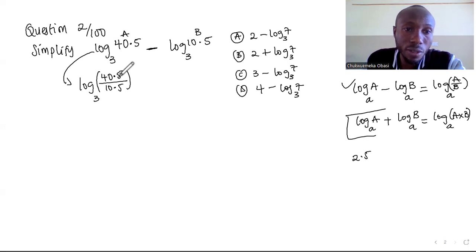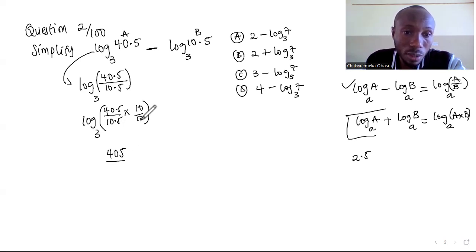So that is how to remove this decimal point. Now I have 40.5 and I have 10.5. So I decide to multiply 40.5 over 10.5 by 1, but in this case it's going to be 10 over 10. 10 over 10 is 1, right? So it's not a different number. So 10 multiplied by this guy is going to give me 405, and 10 multiplied by this guy is going to give me 105. But remember, we still have log of this quantity base 3. Now I can easily do my division here. I just have to remove the decimal point to make it easy for me.